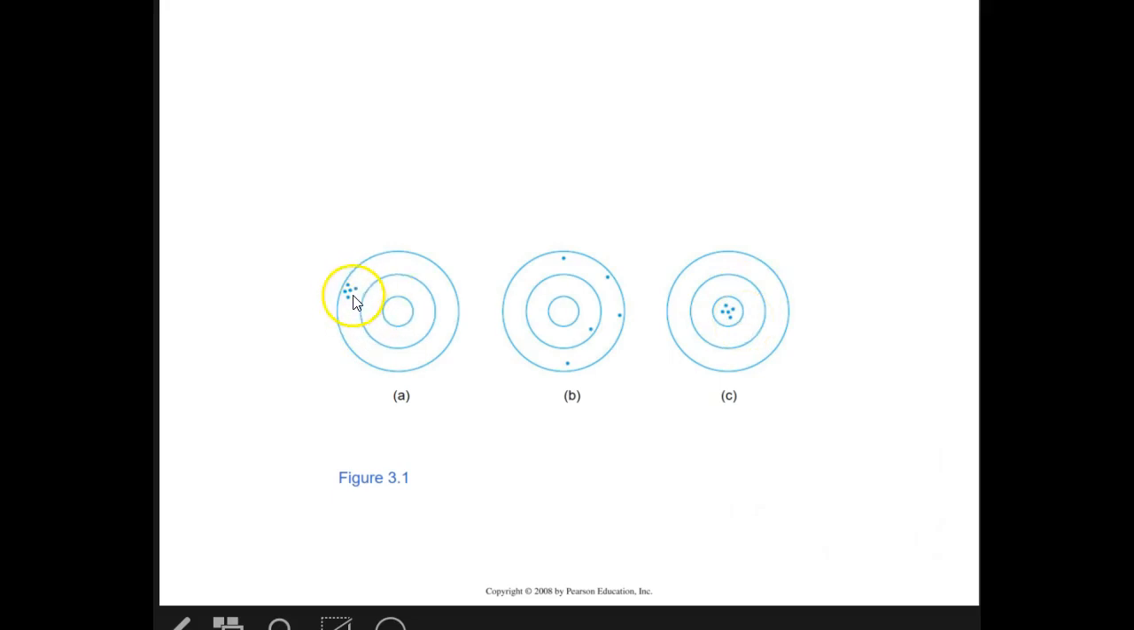Another example of high precision but low accuracy is if you weigh yourself on a bathroom scale, but the bathroom scale is set to be 5 pounds light.